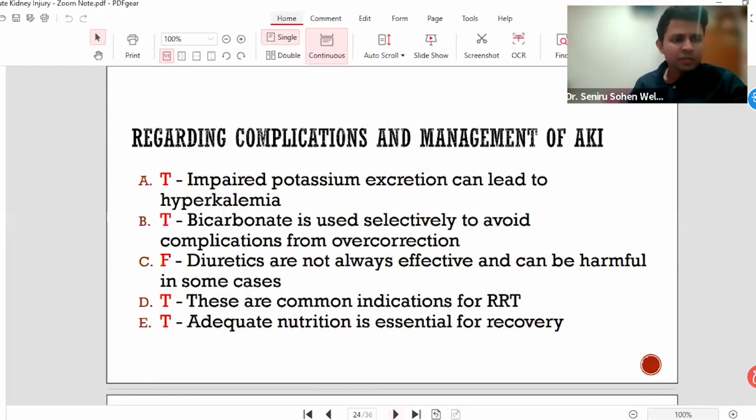Hyperkalemia is a common and potentially life-threatening complication of AKI. True, it can cause life-threatening muscle weakness as well as life-threatening cardiac conduction abnormalities because of impaired potassium excretion.